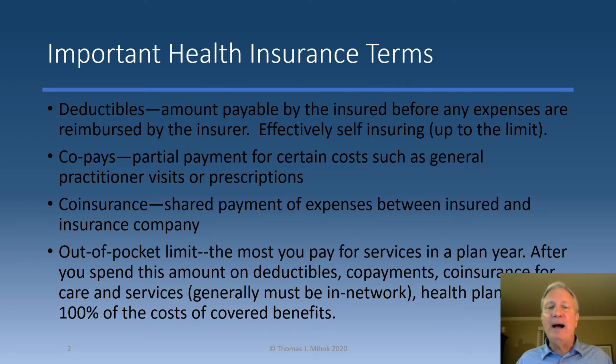And the out-of-pocket limit is the most you pay for services in a plan year. After you spend this amount on deductibles, co-payments, and co-insurance, for care and services that must generally be in the network, your healthcare plan covers 100% of the costs of covered benefits. You'll become more familiar with these terms the longer you contract for healthcare insurance, but these are ones that you should know.